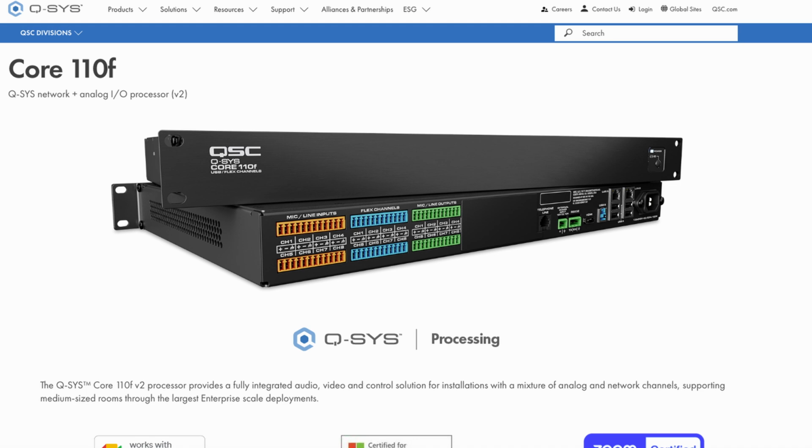So let's start with the hardware that you're going to need. You're going to need some sort of like brain for the operation of the Q-SYS system. And what I recommend right now is getting the Q-SYS Core 110F, which will probably run you about $2,300. I did some research and I found out that I think due to supply chain issues, this is probably more on the used market than the new market.